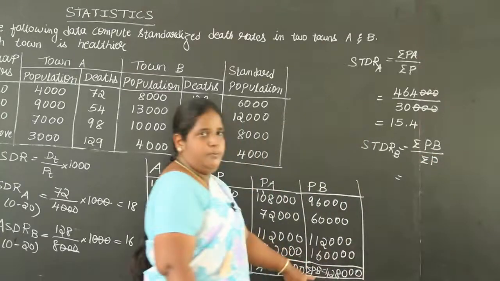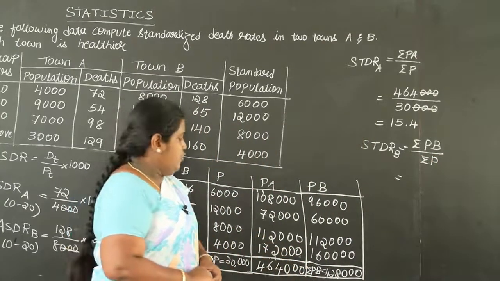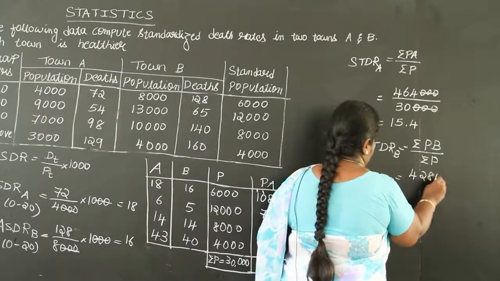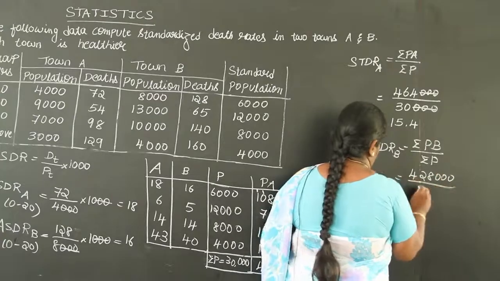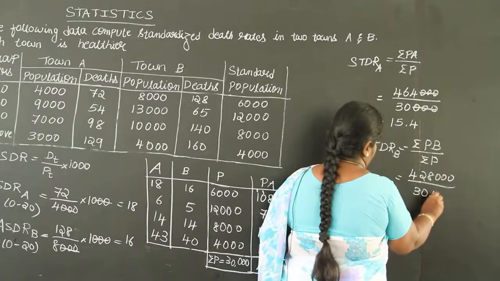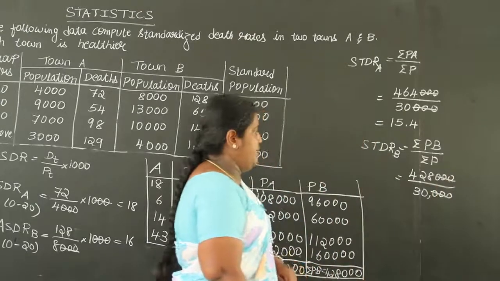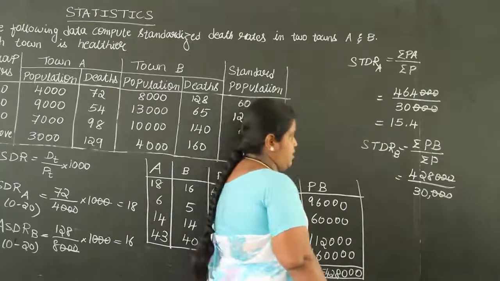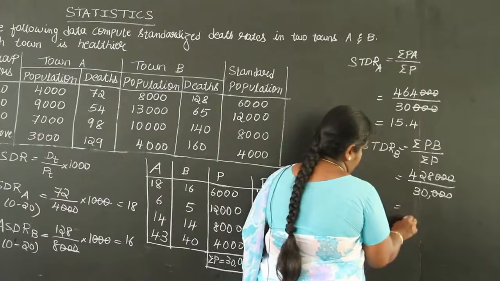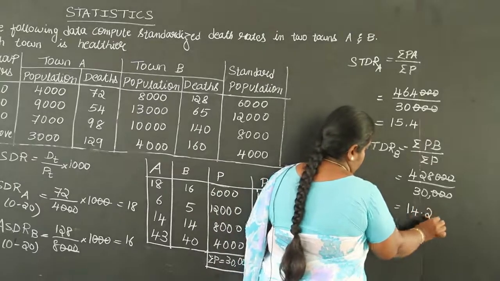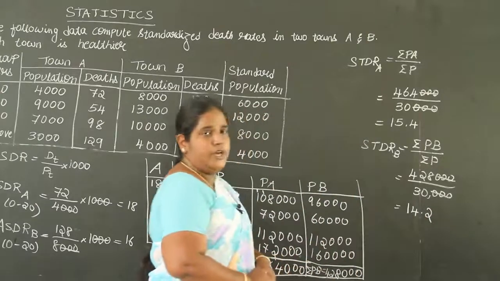Similarly, STDR of B is sigma PB divided by sigma P. So sigma PB value is 4,28,000 divided by 30,000. Again, the 1000 and 1000 will get cancelled, and we will be remaining with 428 divided by 30. So 428 divided by 30 is 14.2. So now compare the values.